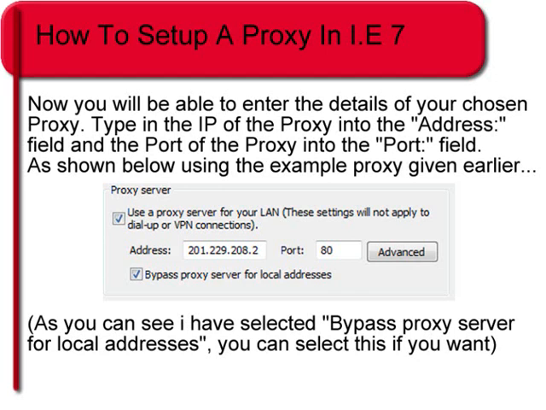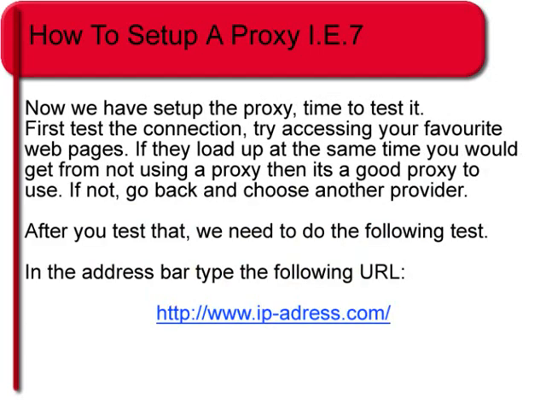As you can see, I have selected Bypass proxy server for local addresses. You can select this if you want. Click OK on the LAN Settings box and then OK on the Internet Options box, and you should return to Internet Explorer 7. Now we have set up the proxy.